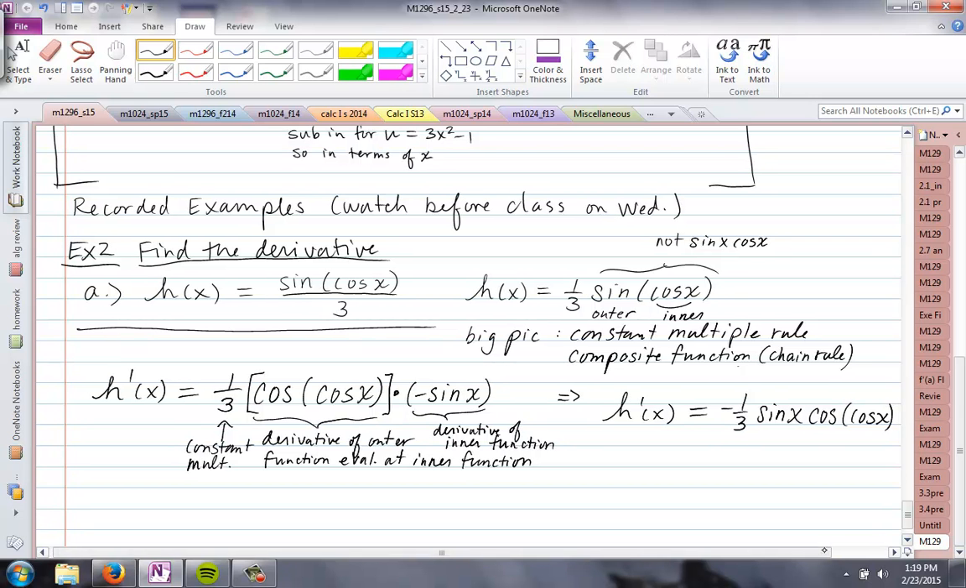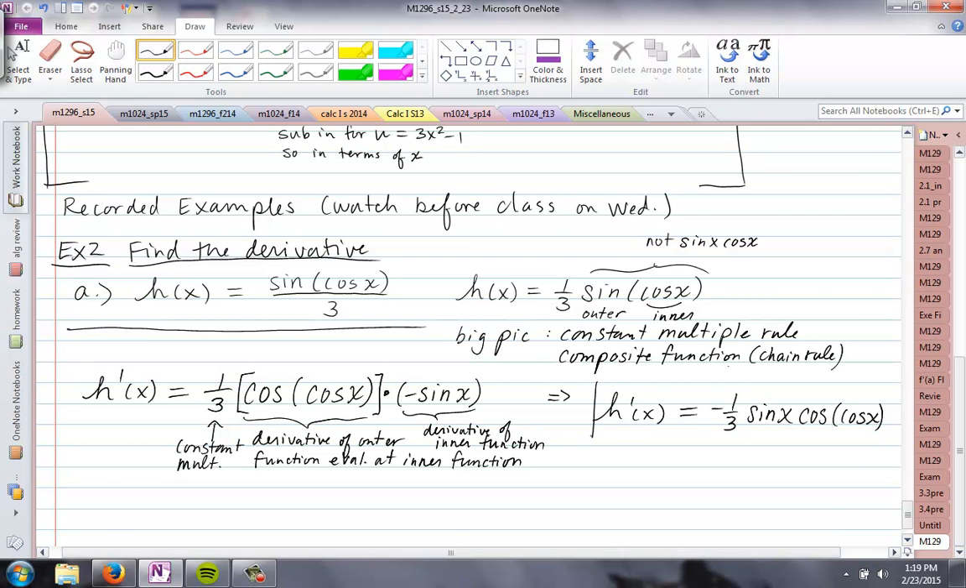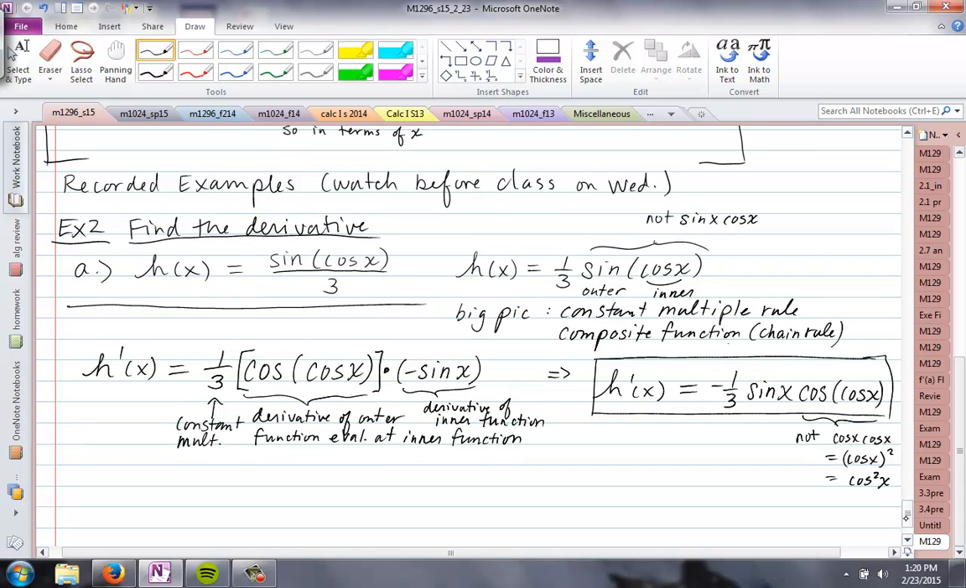I cannot write that in simpler form. It's tempting for some people to write this as cosine squared, but that's not what it is, so you can't do that. So I'll just make a note of that. This is not cosine x times cosine x, which is equal to cosine x, that quantity squared, which shorthand is written as cosine squared. So that's it for this one.